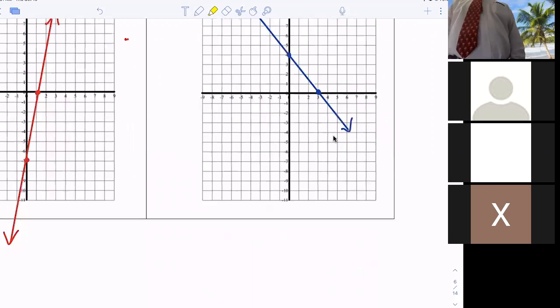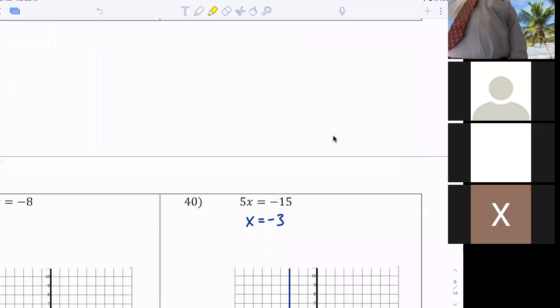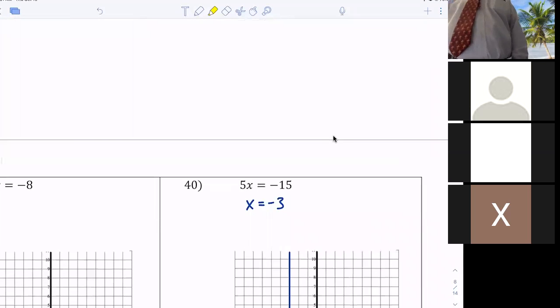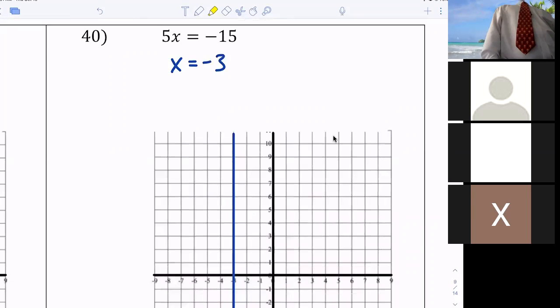Which one? 40. Let's look at 40. All right. Here we go. 40. Look at 40. Okay, so I divided by 5, right? So I was left with x equals negative 3. True? Right? So x equals a number is a vertical line.